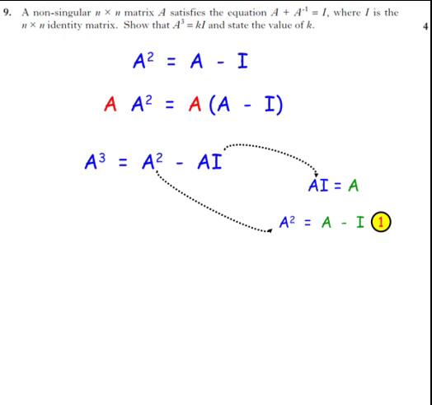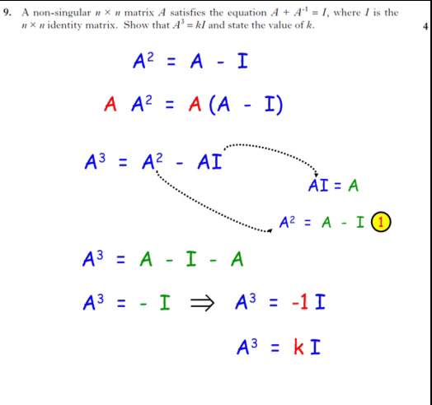and AI is just A. This means that A cubed is equal to A minus I minus A. And the A's will cancel, just leaving us with A cubed is equal to minus I. So we've been able to write that A cubed is minus 1 times I. A cubed is equal to k times I, where k is equal to negative 1.